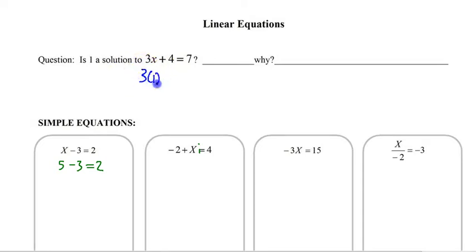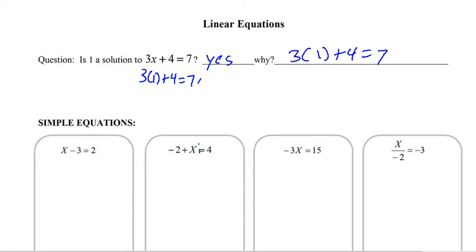If you plug in 1, does that give us 7? Yes, it is a solution. 1 is a solution because 3 times 1 plus 4 equals 7. This little x here is called either an unknown or a variable. And what it means is you can place any number you want in there. Some are going to give you true answers, some are going to give you false answers. And we're looking for the actual solution.